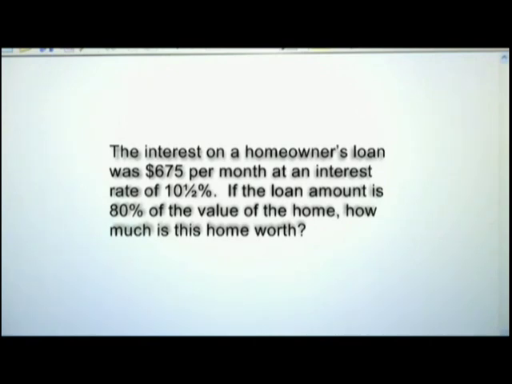I know there's a relationship between the interest I pay and the principal amount. And I know that the loan amount is 80% of the actual value of the home. So let's stick with what I know.